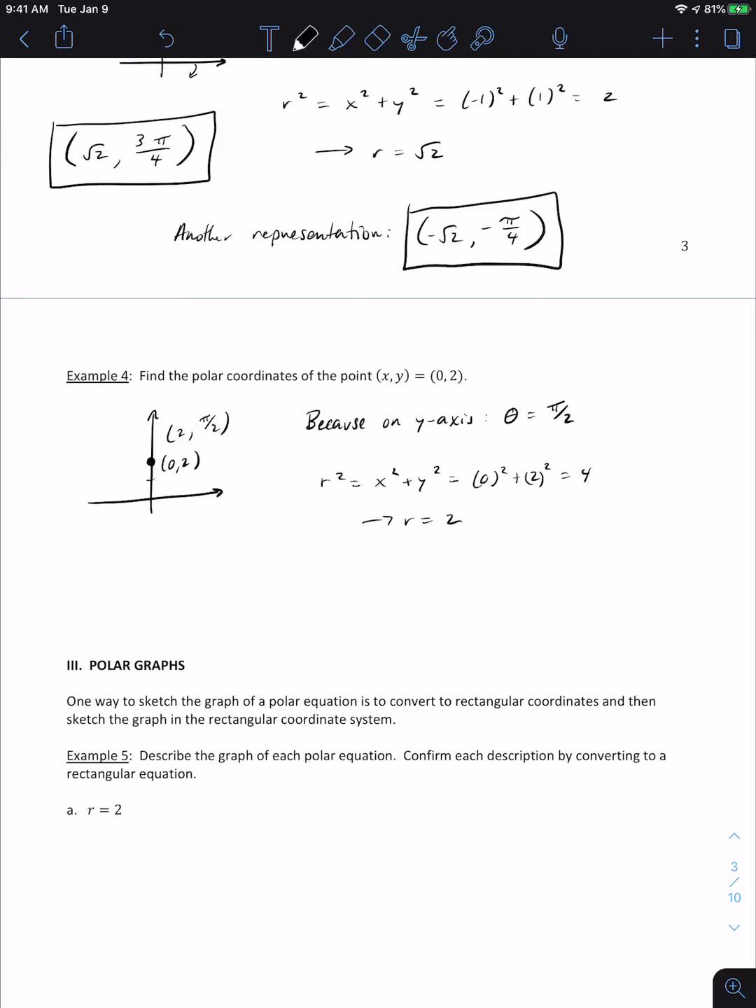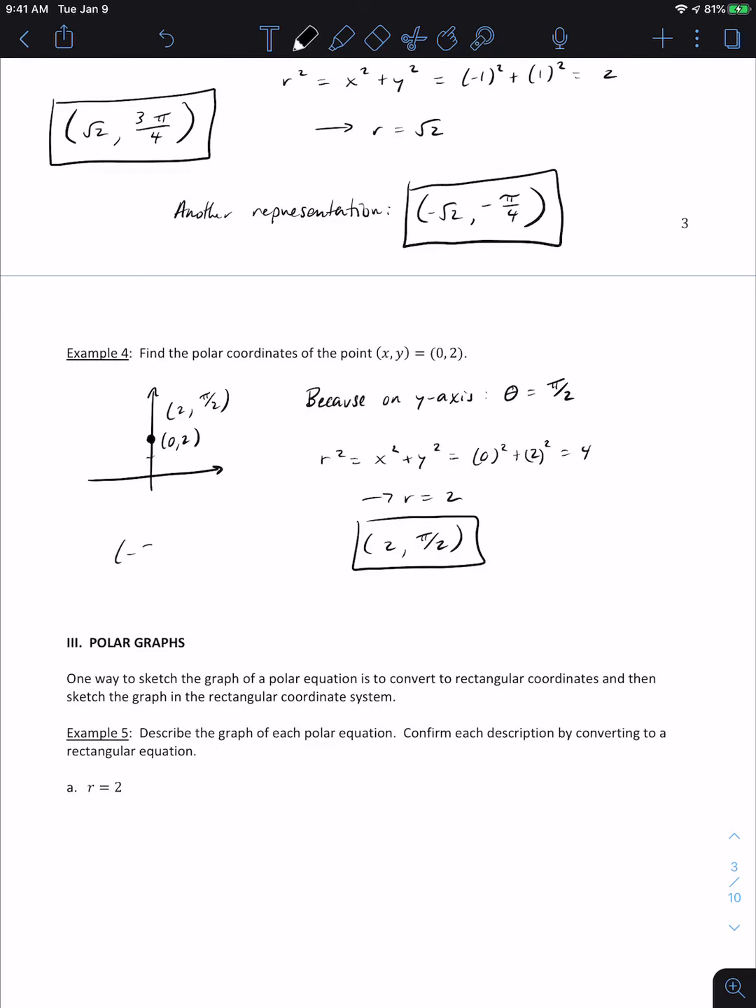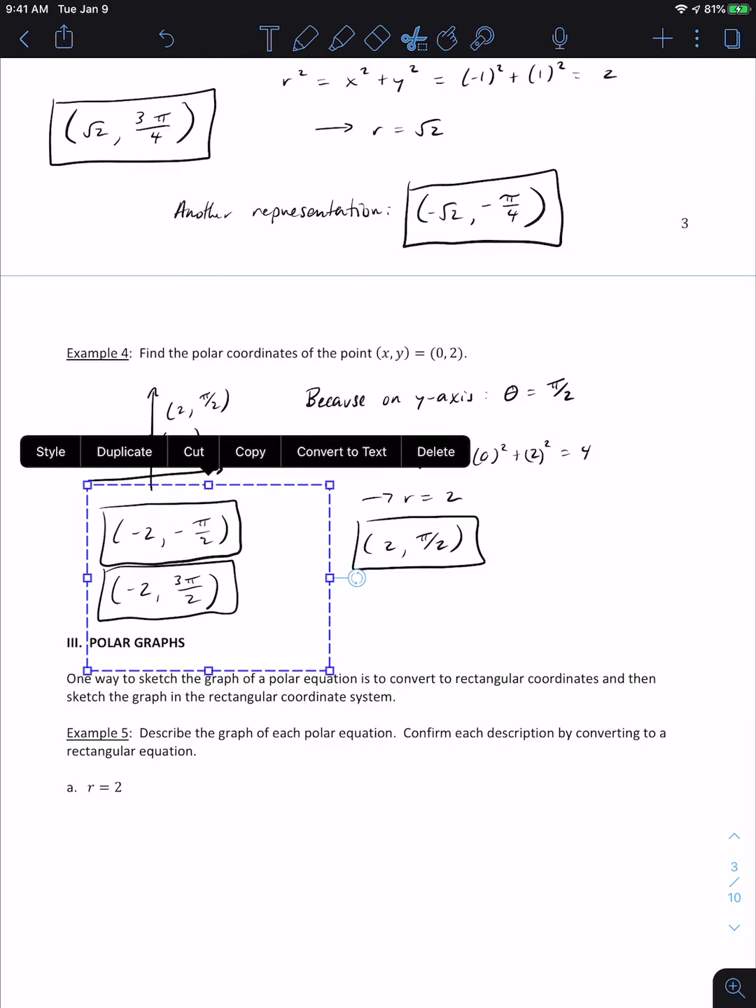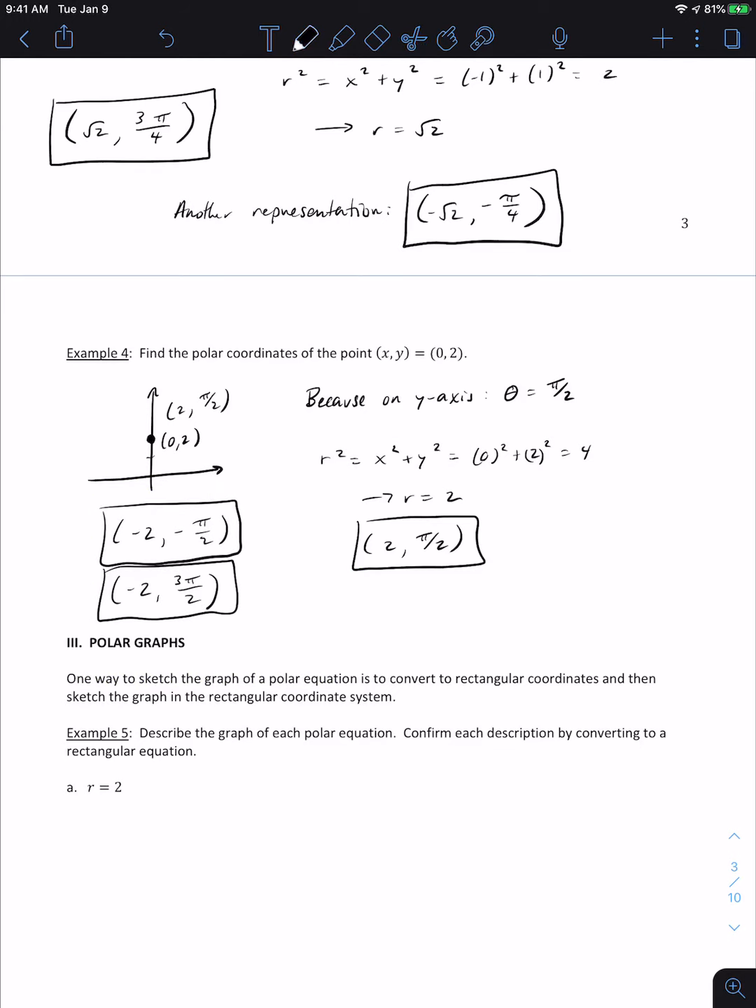An alternative one, right, so this is the point 2, pi over 2. Again, an alternative would be, say, negative 2 and negative pi over 2. Or even negative 2 and 3 pi over 2 would be another one. So there's infinitely many ways that I could represent this point on the polar coordinate system.